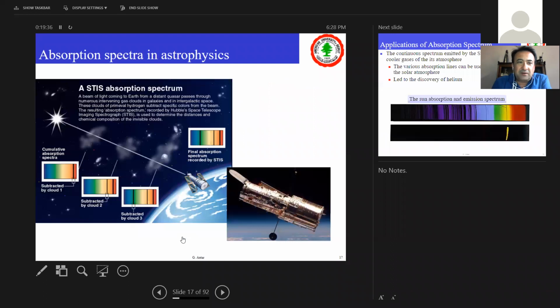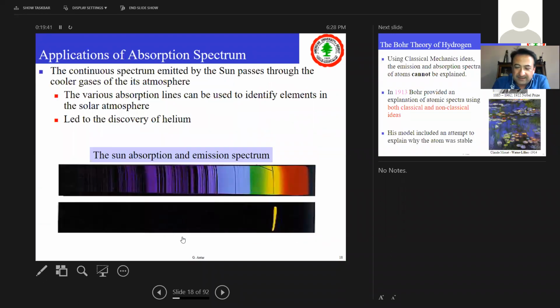Just a few words about the usage of absorption spectra. It's usually done in astrophysics, and this is the sun. I'm going to skip that and go straight to our friend Mr. Bohr.